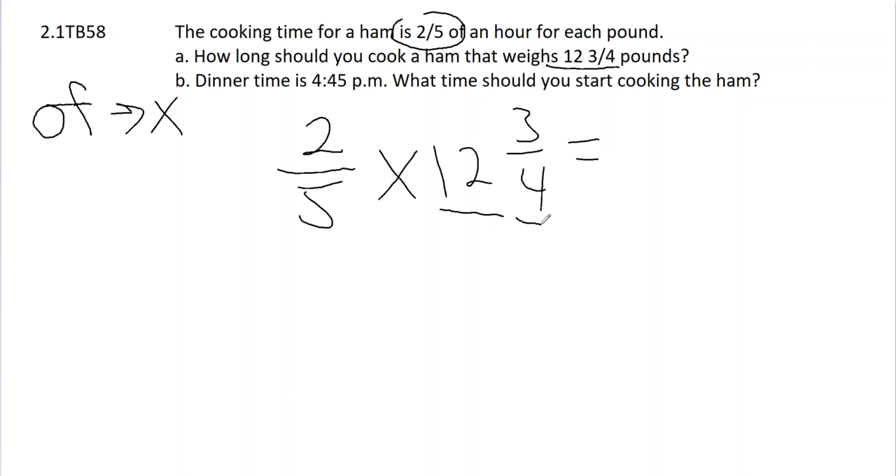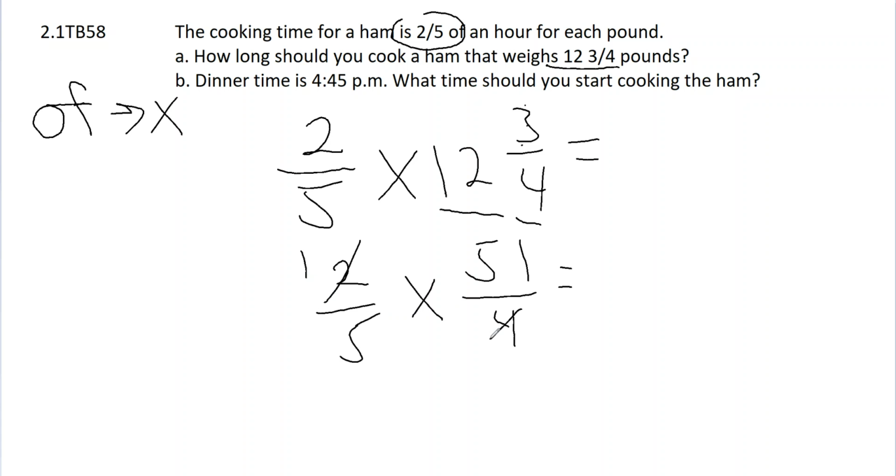So first we have to change the mixed numeral to an improper fraction. 4 times 12 is 48, 49, 50, 51. So we end up with 51 over 4 times 2/5. Let's look for an opportunity to simplify before we multiply. We can simplify the 2 and the 4 by 2 and multiply now, and we end up with 51 over 10. Let's express that as a mixed numeral. So 10 goes into 51 5 times with 1/10 left over.